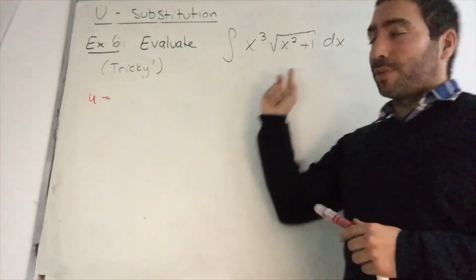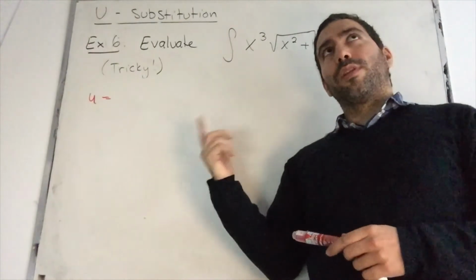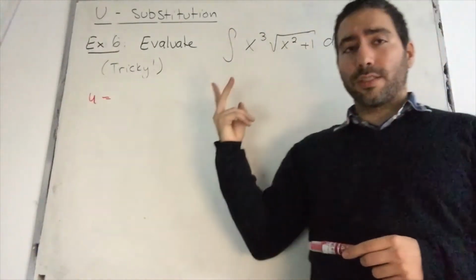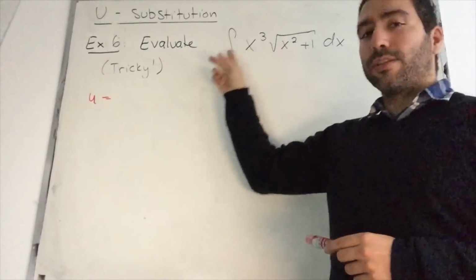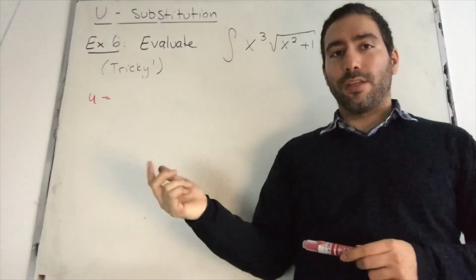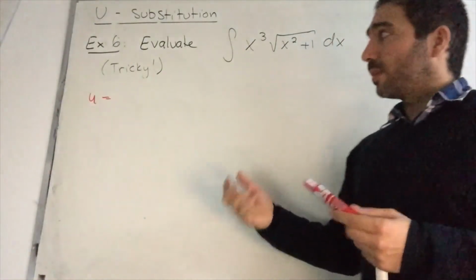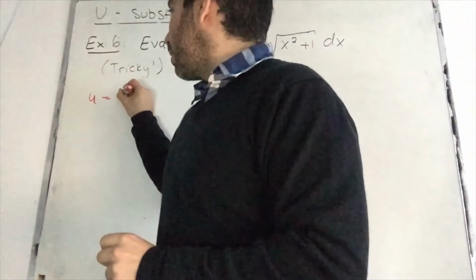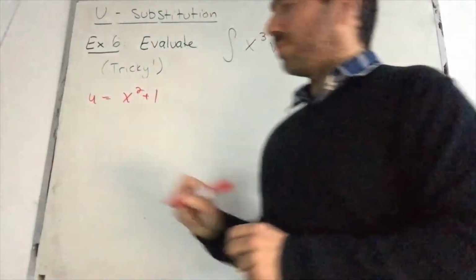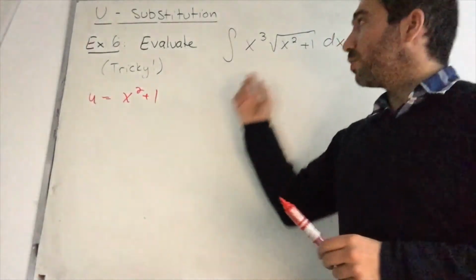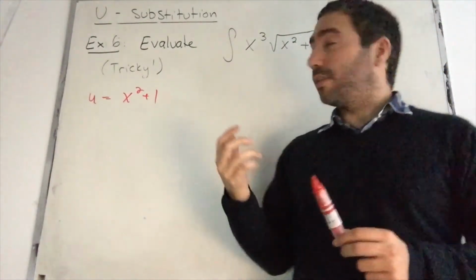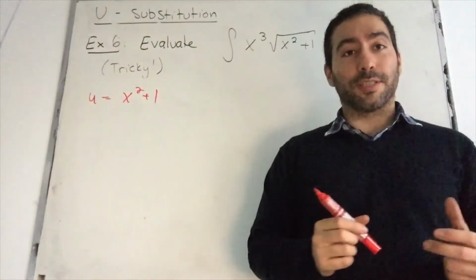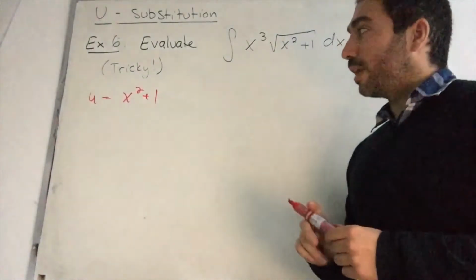If we take x squared plus 1, what's the derivative? Well, the derivative of x squared plus 1 is 2x. But there's no 2x on the outside. There's an x cubed, but there's not 2x. How do we rectify this? Well, it ends up working out with u equal to x squared plus 1. The fact that there's no 2x on the outside, in this case, actually doesn't matter. It's still going to work. Let's go ahead and see why.